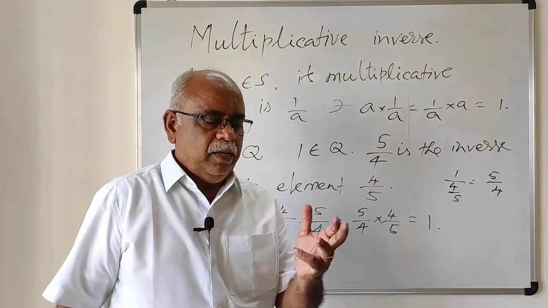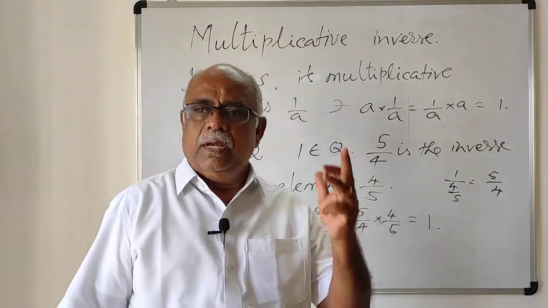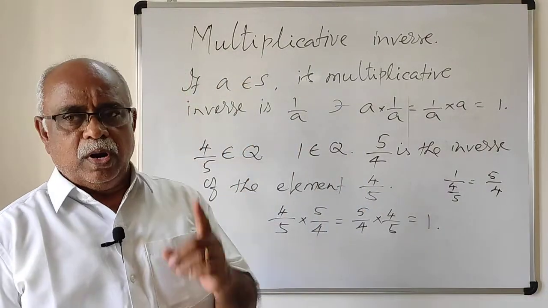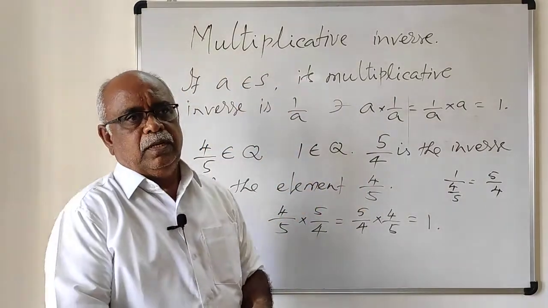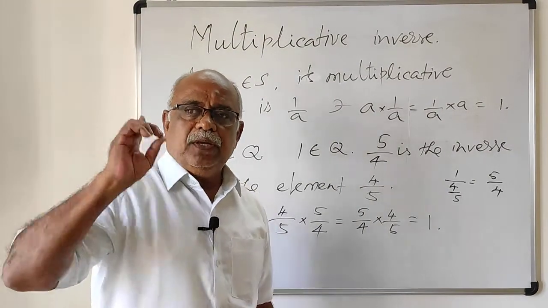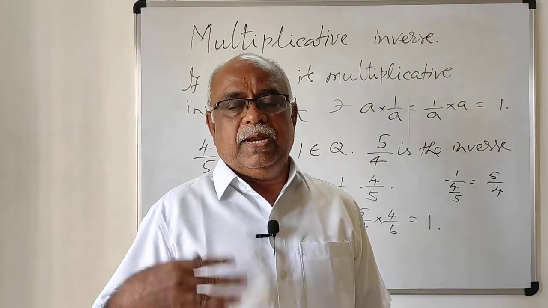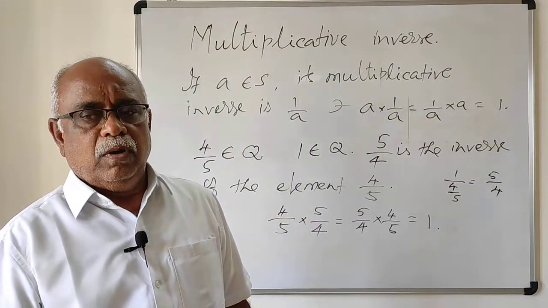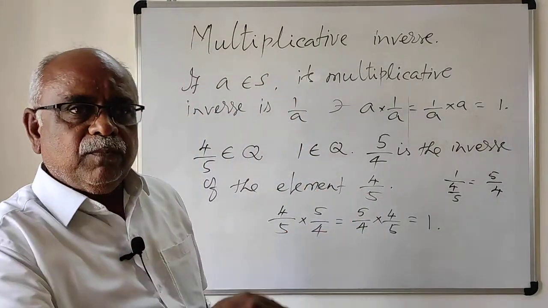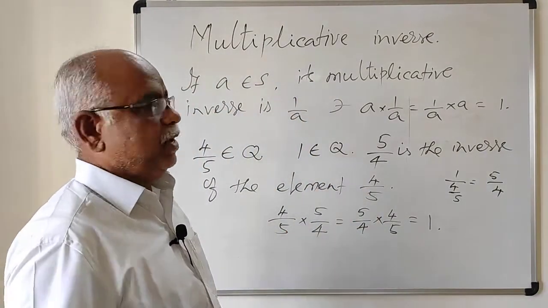So far I have defined additive identity, additive inverse. Similarly, multiplicative identity 1 and its multiplicative inverse. In each and every algebraic structure, the identity element is only 1 in the set, whereas inverse elements exist for each and every element, an inverse element for the corresponding element given in the set.